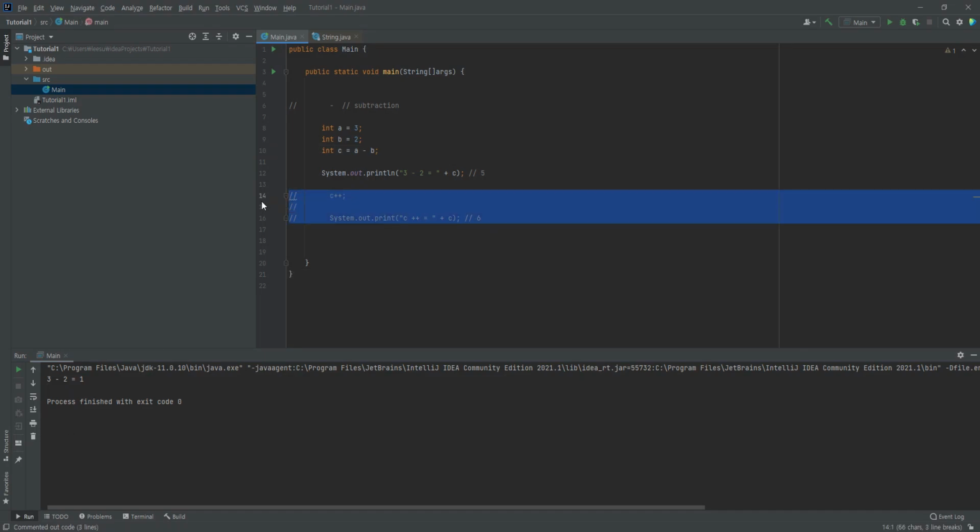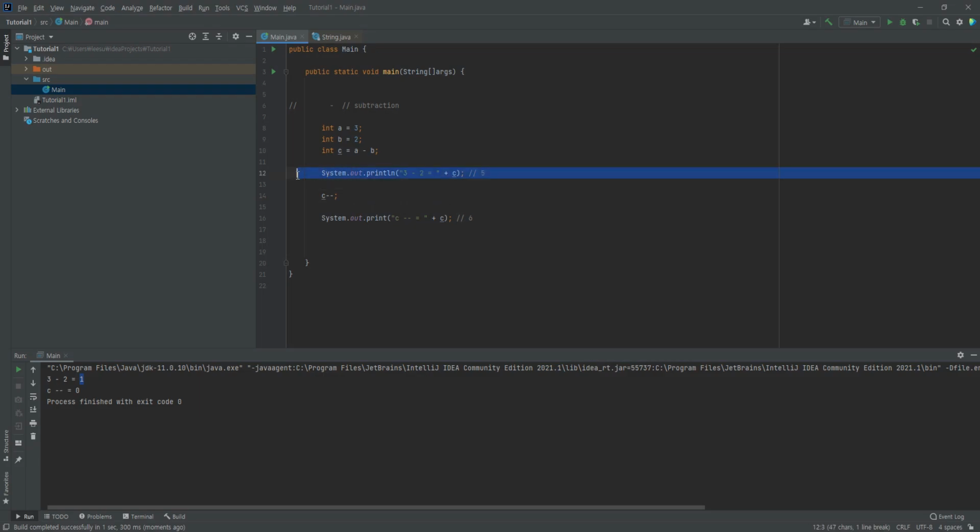Same as c++ for the increment, we also have a decrement, and the symbol we're going to use is c minus minus. What would be the value of c here? Let us run. We had a 1, which was called here on line 12, and we did the decrement, so it simply subtracted 1 minus 1, which is 0. As you can see here, it's 0.